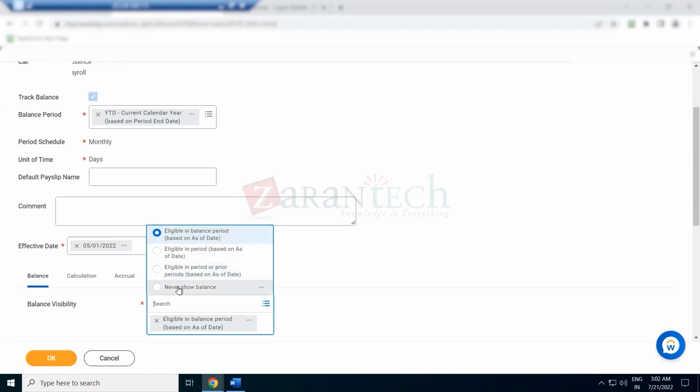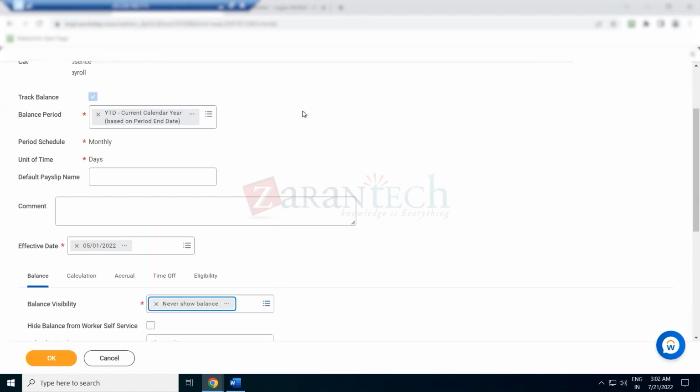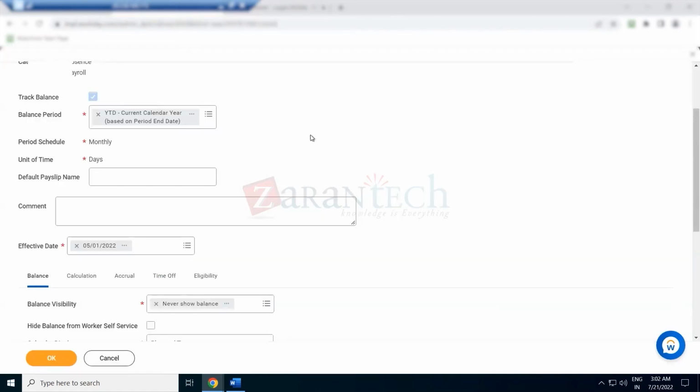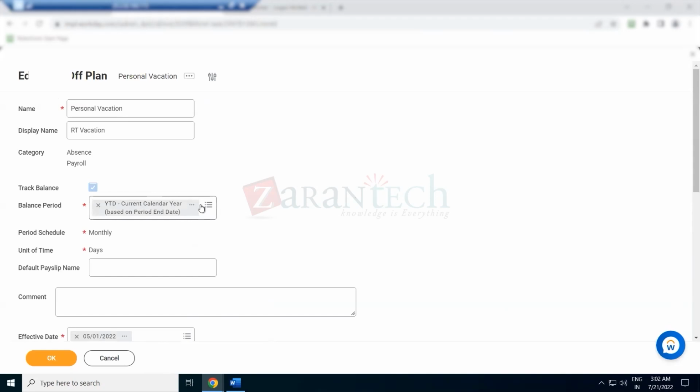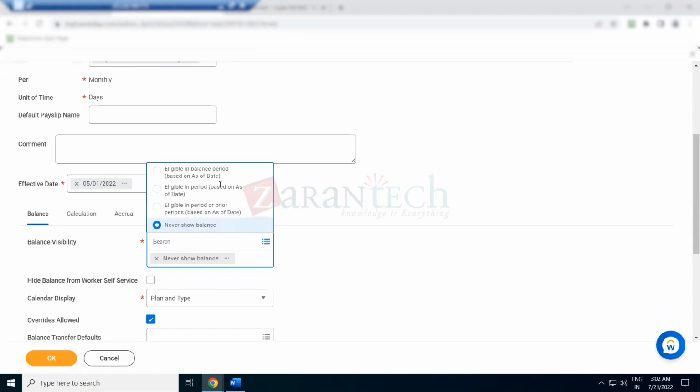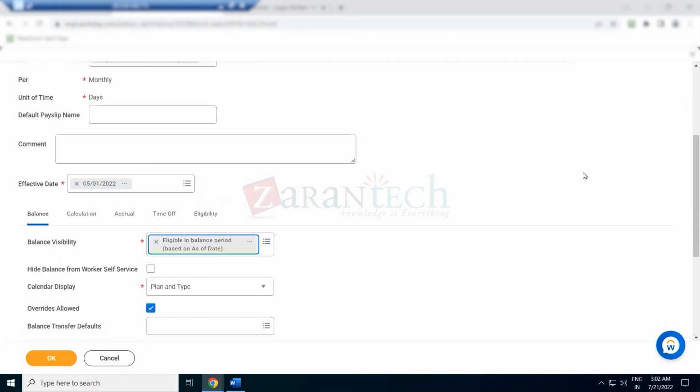And if you click never show balance, you will not be able to see any balance. The employee will not be able to see these balances. So your setup is based on balance period? Yes, my setup is basically balance period. I generally set it up like that: eligible in balance period as of today.